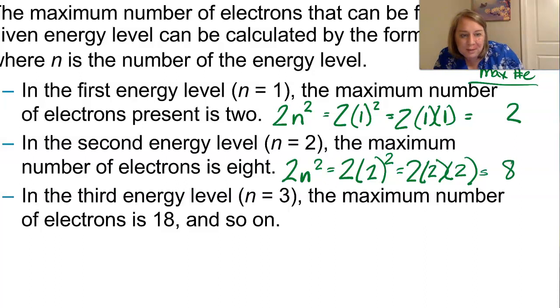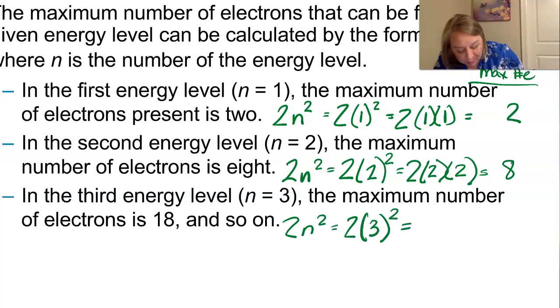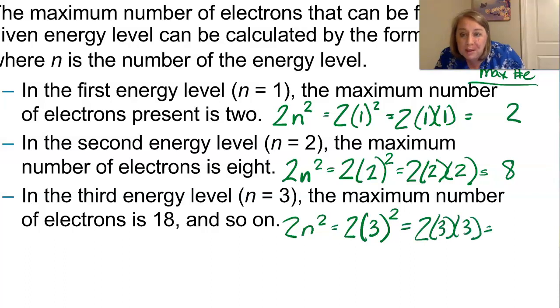Okay, that works. The third energy level, n equals 3. The maximum number of electrons is 18. Let's check this last one. 2n squared. 2 times 3 squared. That's 2 times 3 times 3. So 3 times 3 is 9, times 2 is 18. So that checks out.